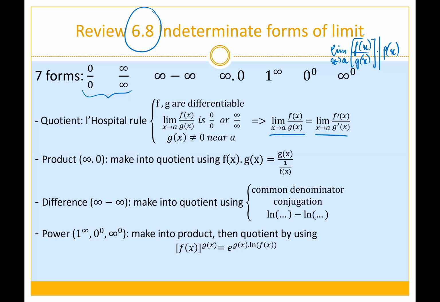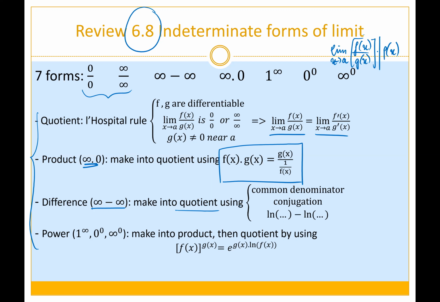Then if it's in the product form, like 0 multiplied by infinity, you just make it into a quotient by using this expression, just a change of algebra. If it's a difference, again all of these techniques just try to make it into a quotient first before you can use L'Hôpital's rule, because L'Hôpital's rule takes the derivative of both the numerator and denominator, so you have to make it into a fraction first.